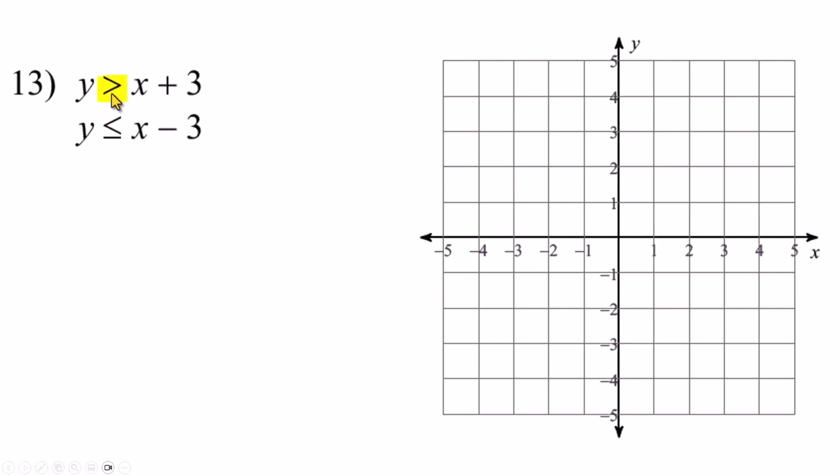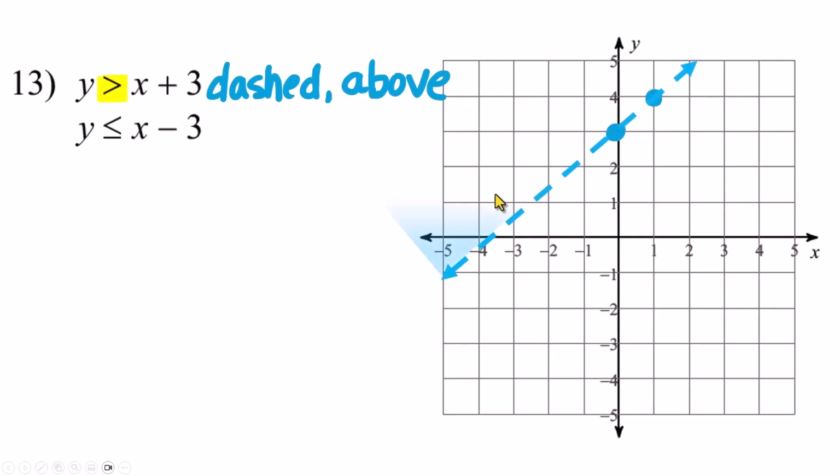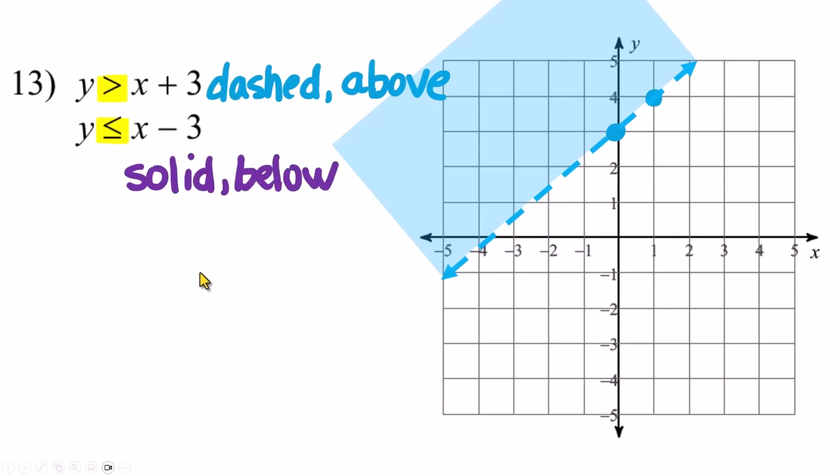I have a y greater than, not equal to, so it's a dashed line, and we're shading above. So the y-intercept is +3, the slope is 1, so it's up 1 over 1, draw the dashed line, shade above. This guy is less than or equal to, so that is a solid line, and we're shading below. The y-intercept is -3, slope is 1, shade below.